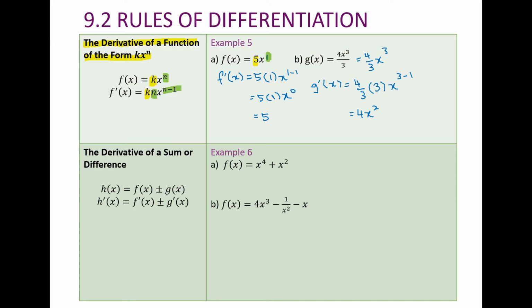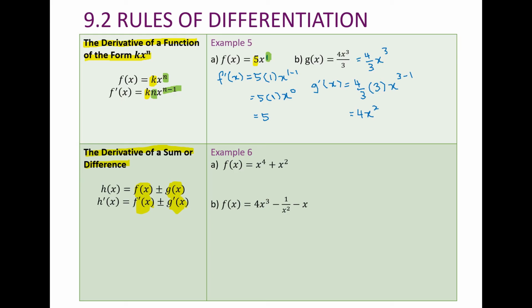The next rule of differentiation is called the derivative of a sum or difference. So if you have a function h(x) equal to function f(x) plus or minus another function g(x). Therefore, when you want to find h'(x), you need to differentiate f(x) to get f'(x) first, and then plus or minus, now differentiate g(x) to get g'(x). Hence, this means that you need to differentiate each one of these separately.